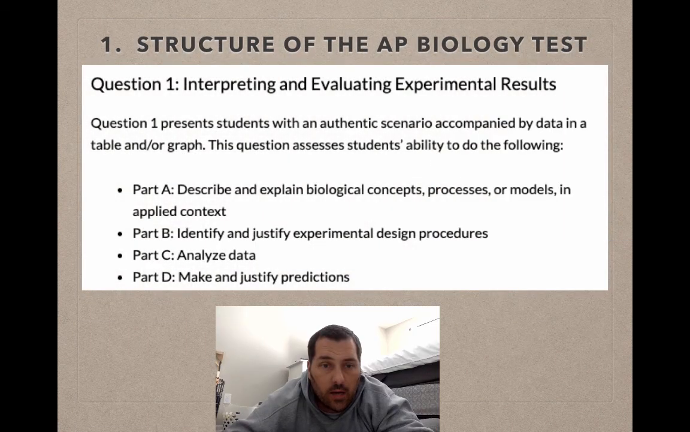Okay, question one, here we go. Present students with an authentic scenario accompanied by data and a table or graph. This question assesses students' ability to do the following. So basically what they're saying is they're going to tell you about a lab or a scientific experiment. And then they're going to have you describe the biological concept, processes, or models applied in the context, identify and justify experimental design procedures, analyze data, make justifications and predictions.